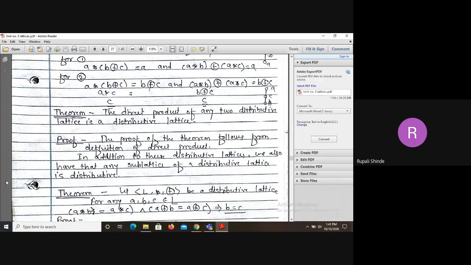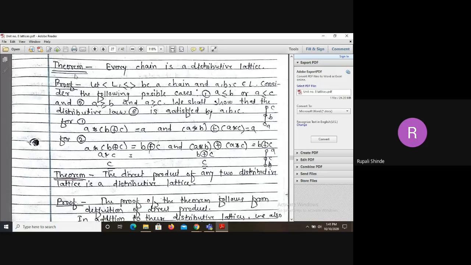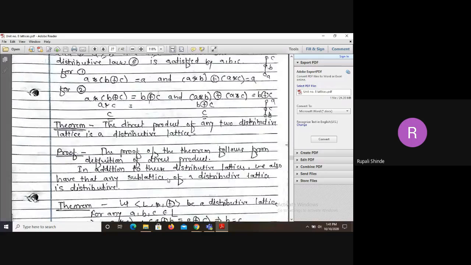Because those two lattices are satisfying distributive properties, that's why the result will also be a distributive lattice. So these two theorems are important. Based on this, they have asked an MCQ for this second theorem, that is, the direct product of any two distributive lattices is a distributive lattice. Okay.